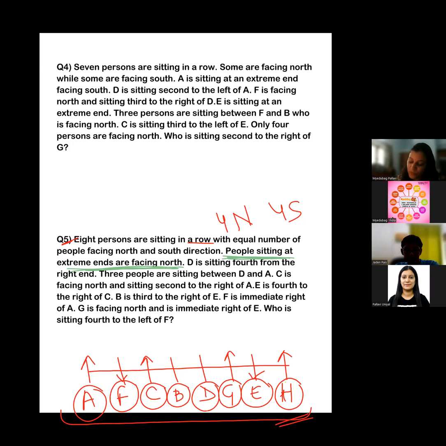That means H will also be north. There's an equal number facing north and south. These are the four we have got for north. So now B and D will be facing south. All right, now it's complete. Understood? Okay. Very nice.